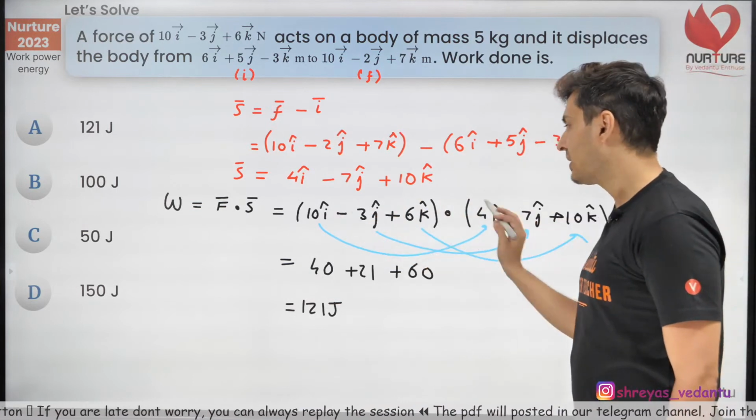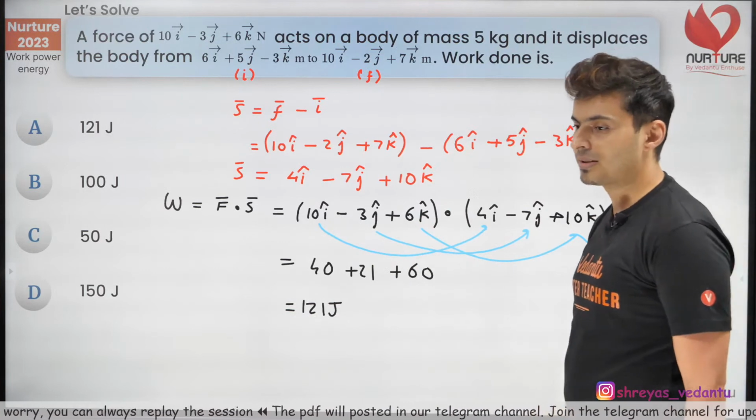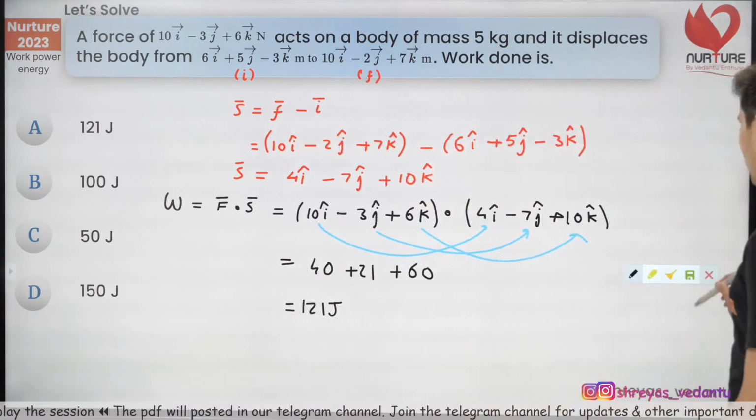Remember dot product, ax bx plus ay by plus az bz. That's how dot product works. Very good. Cool. Let's get moving to the next question coming up on your screen.